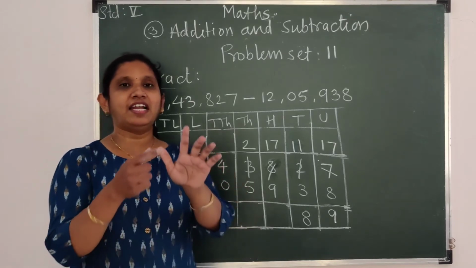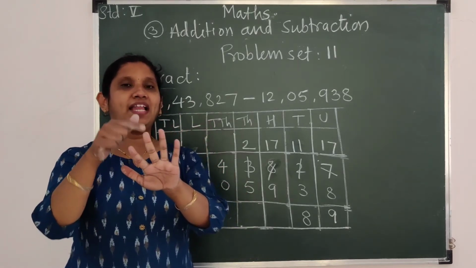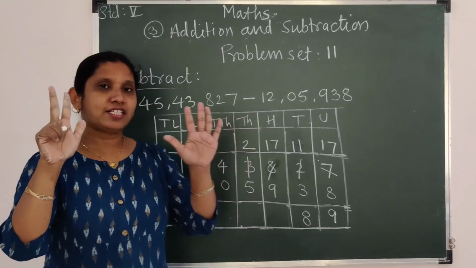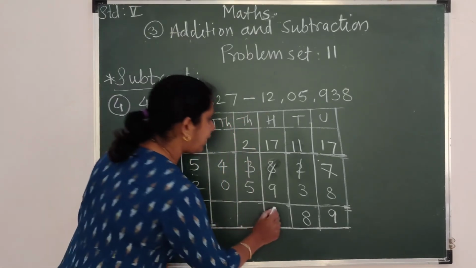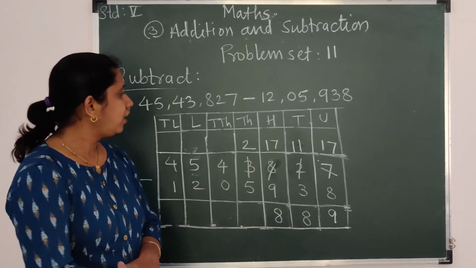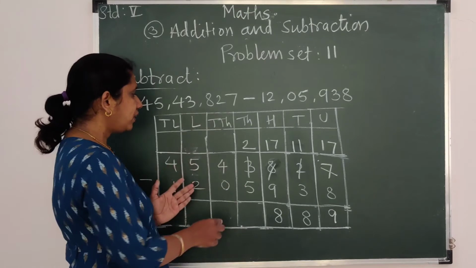So, let's write here 10, 11, 12, 13, 14, 15, 16, 17. So these are 8 fingers. It means our answer is 8. Now 2 minus 5, is it possible? No. Go to the next place.